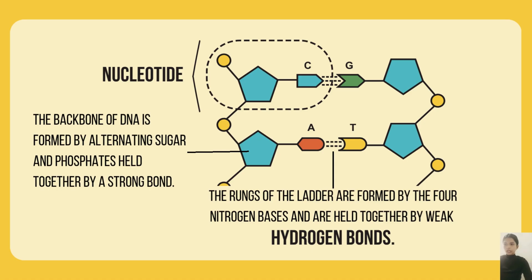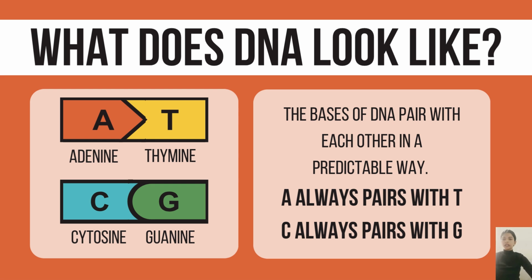Now let's see what a nucleotide is. It is the backbone of DNA and it is formed by alternating sugar and phosphates which are held together, forming a strong bond. This ladder-like structure is formed by those four nitrogen bases which are held together by weak hydrogen bonds, namely adenine, thymine, cytosine, and guanine, where cytosine and guanine get the hydrogen weaker bonds and adenine and thymine get the hydrogen weaker bonds.